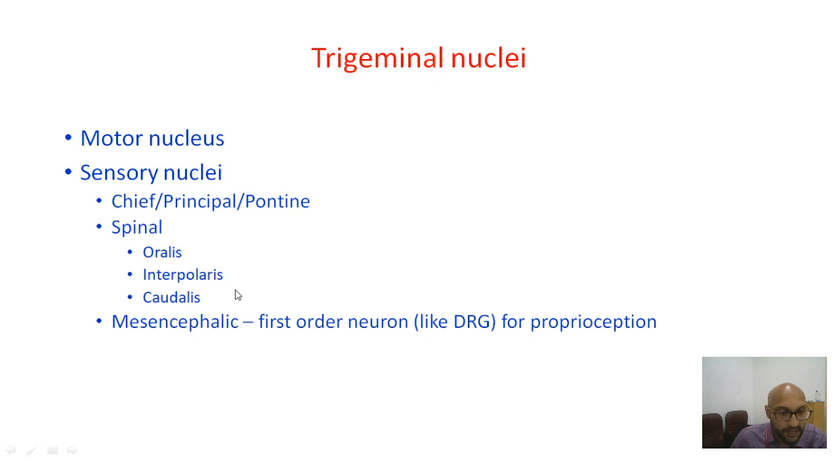So this is the only first order neuron which is found in the central nervous system. Otherwise, all first order neurons are found in the peripheral nervous system within the dorsal root ganglion or the ganglia related to cranial nerves, like the trigeminal ganglion which you saw in the middle cranial fossa.